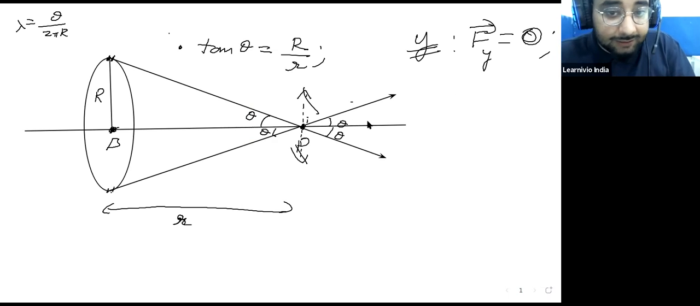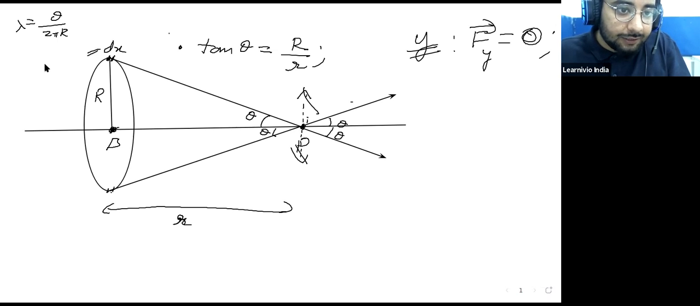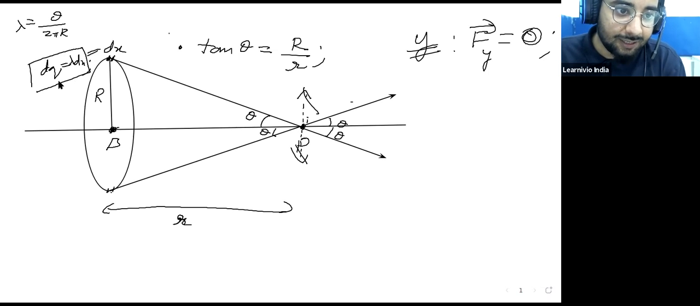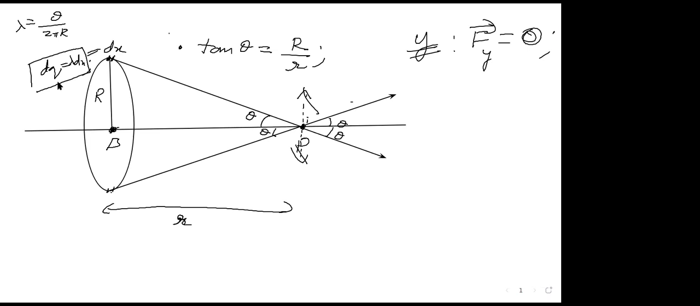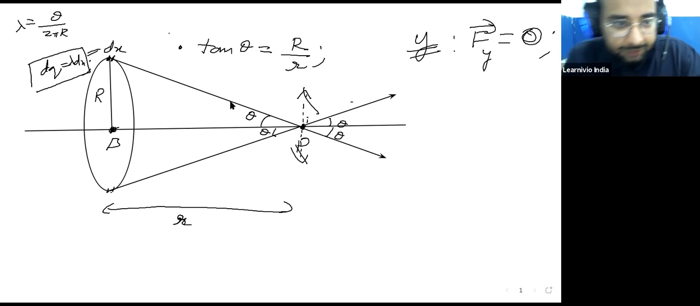Now, along the x-axis, however, what is the force because of this small element here? Let's call this element some dx. How much charge does this element have? It has some dq charge, which is equal to lambda times dx. So dq is a small element on the ring, right? Yes, dq is a small element on the ring.